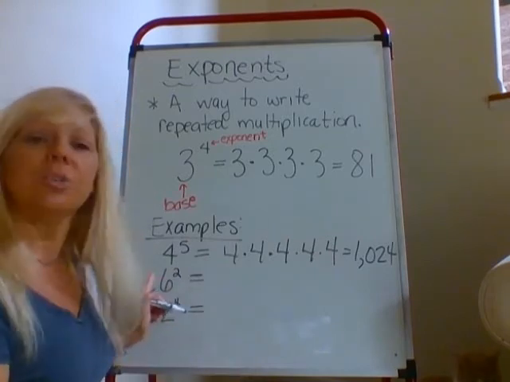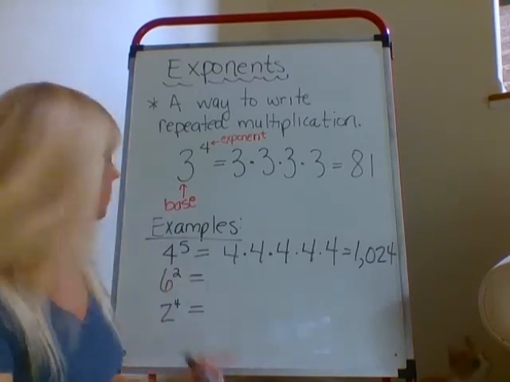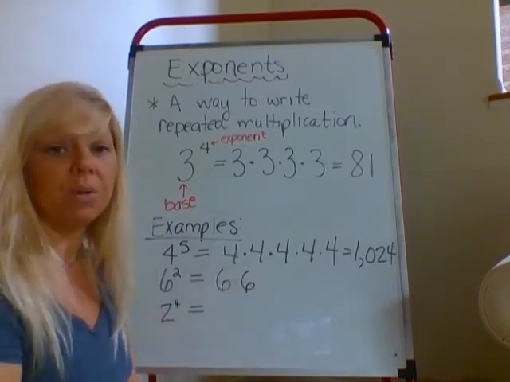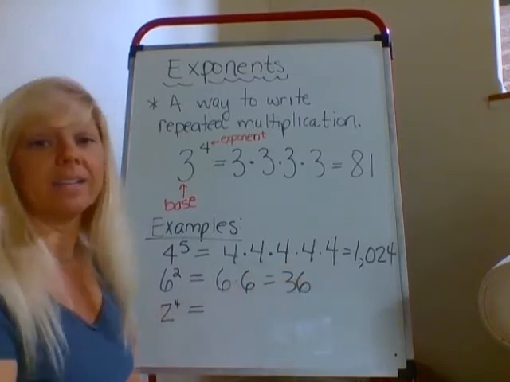Okay, so let's do 6 to the 2nd power, or we could say 6 squared. All right, so 6 squared is 6 times 6. I'm going to write 2 of them because my exponent is a 2, and 6 times 6 is 36.